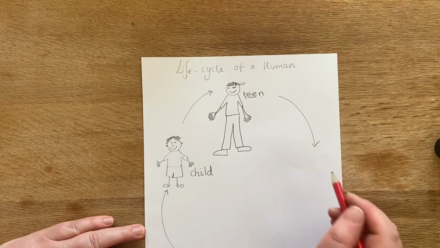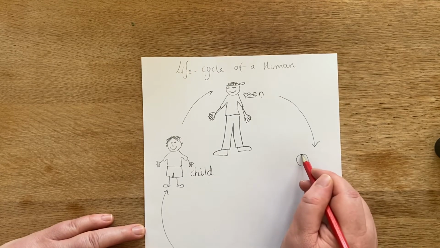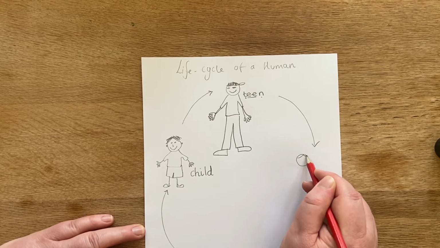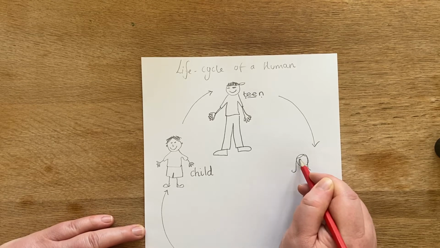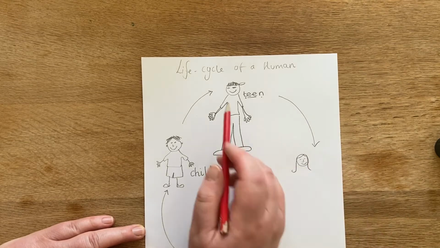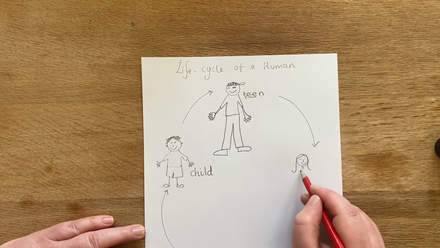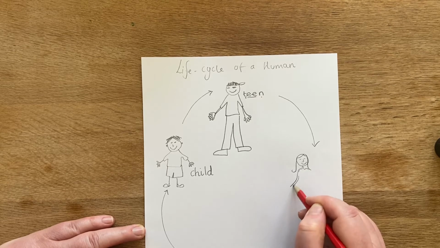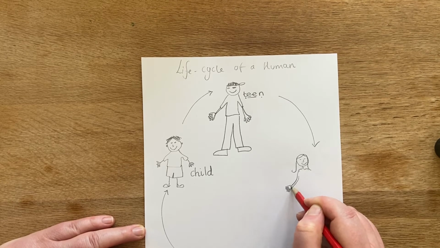Then after that, once you've been a teenager, you become an adult. So you might have children, you might have a family, you might not have a family, you might not want to have a family. But after you've been a teenager, in the life cycle of a human, we become adults.